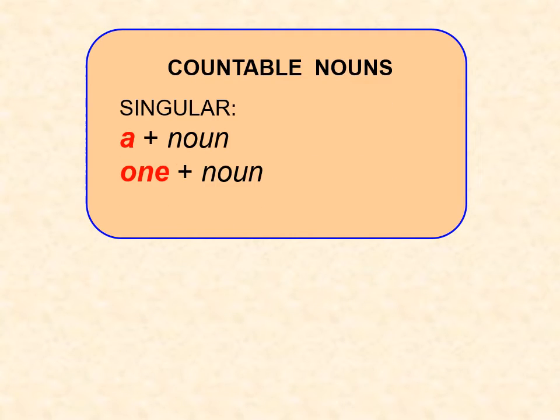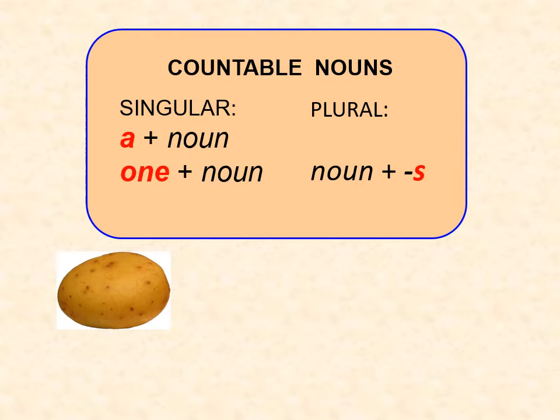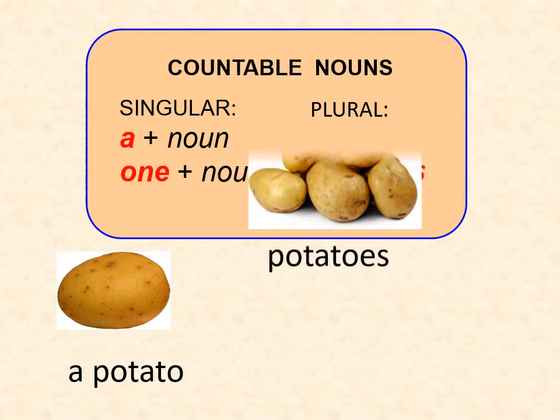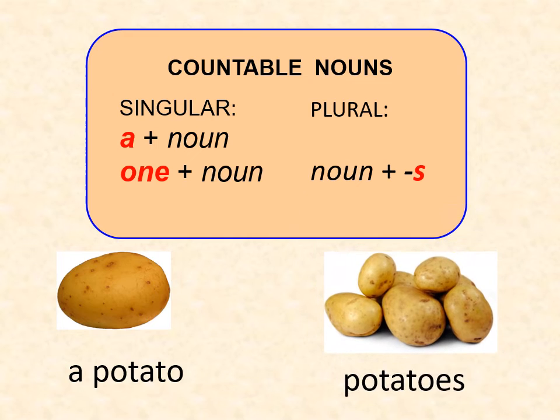The countable nouns, I have singular, which is a plus noun if I have only one noun, and I have plural if they are more than one. So if I look at this picture, I have a potato, and these pictures, potatoes, more than one. So the countable can be singular or plural.